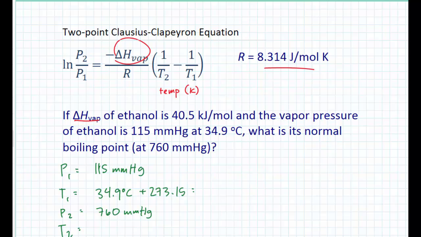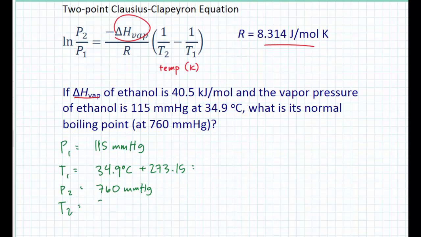And by the way, the question says, what is its normal boiling point? We defined normal boiling point as the vapor pressure at 760 millimeters of mercury. So that's why we plugged in 760 for that one. Okay. And then T2, the boiling point, that's just the temperature right there. So you're given R, you're given enthalpy of vaporization.